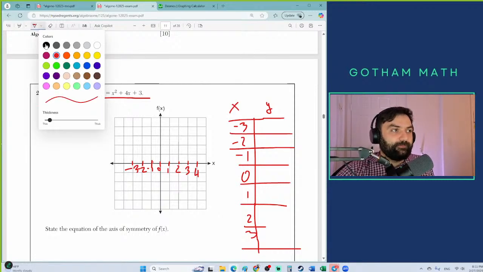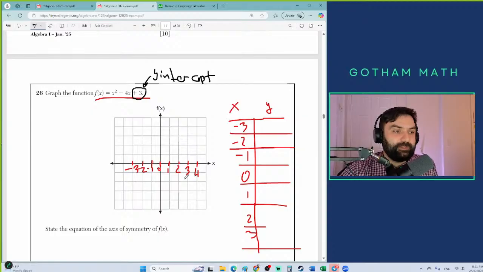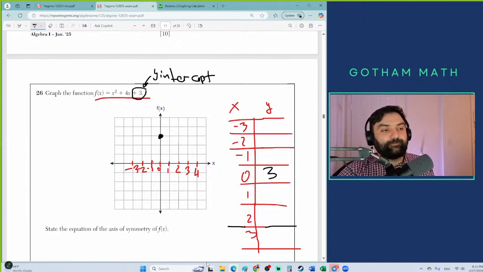First of all, look at the last number, 3. This is the y-intercept. So that means the graph will go through 3. So it's going to be the point (0, 3). So this is going to be 3 right away.